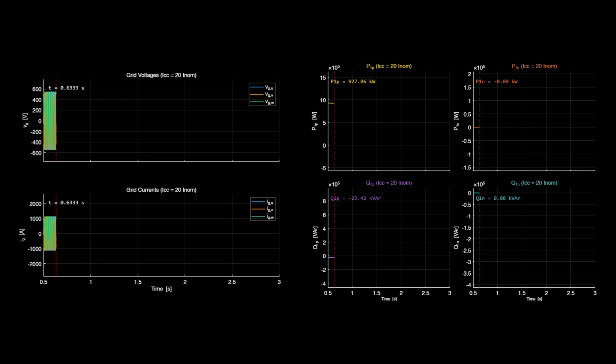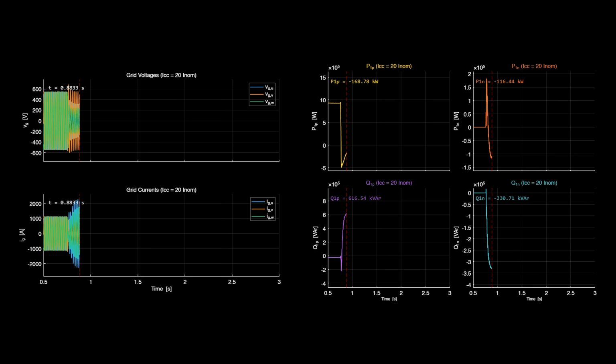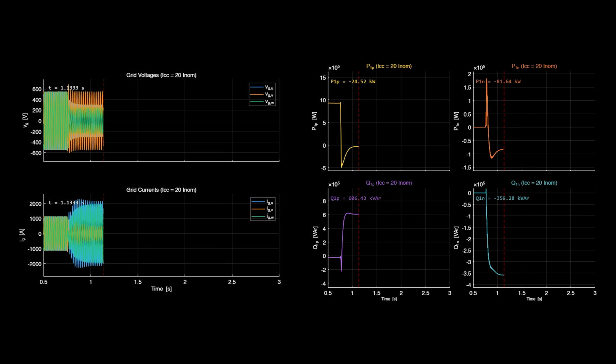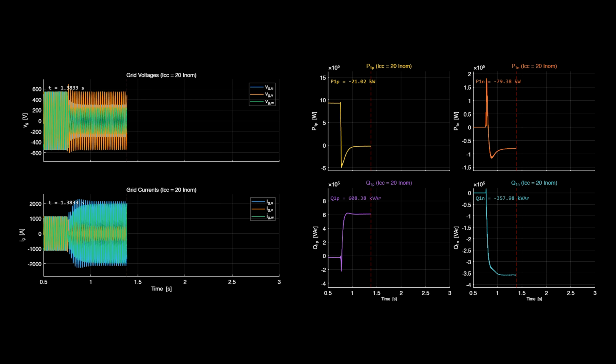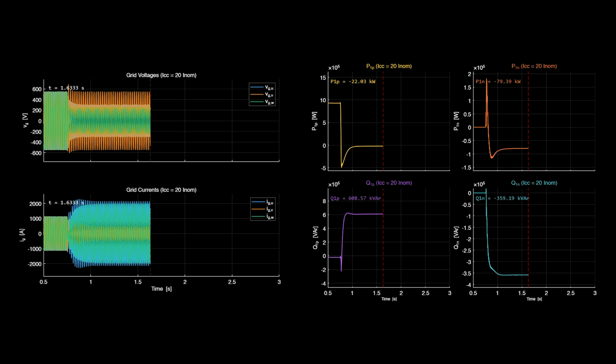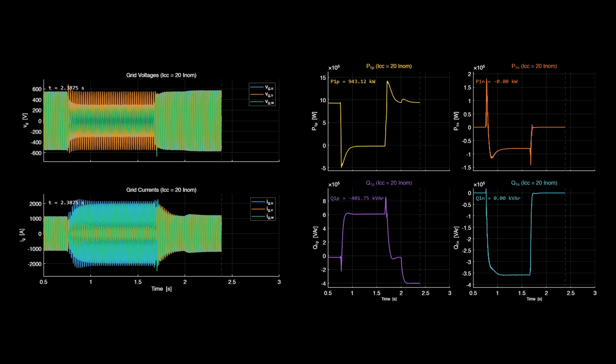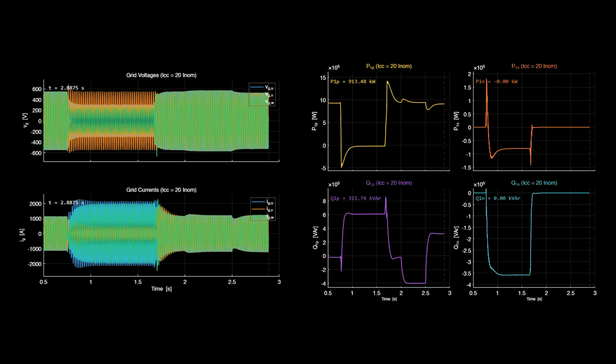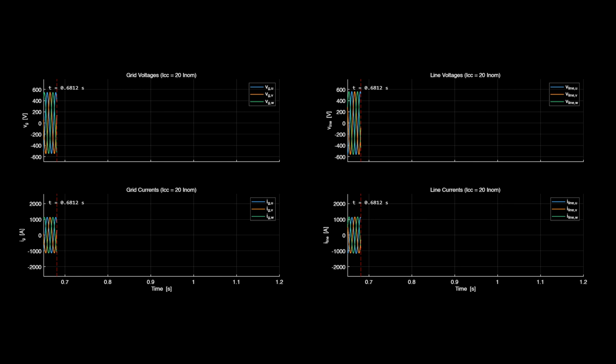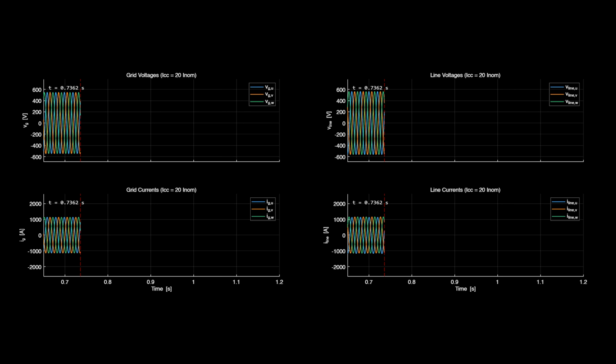This first simulation corresponds to the strong grid scenario, with a short-circuit ratio of 20. As can be seen, the inverter behaves well under all tested conditions. Current waveforms are clean and undistorted, and no instability is observed. This represents the baseline case. Here, the response to the voltage dip is shown.